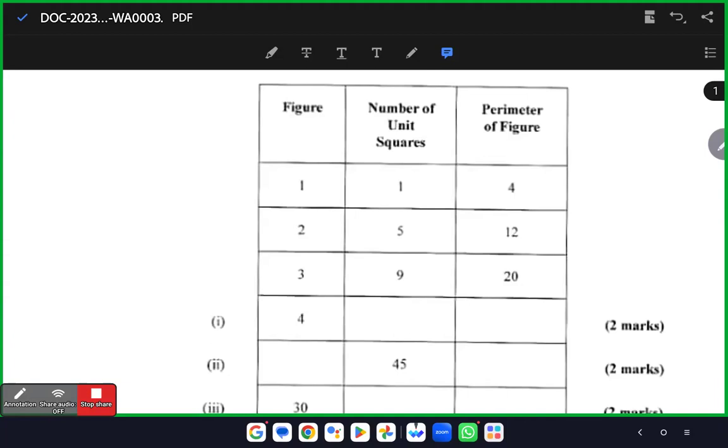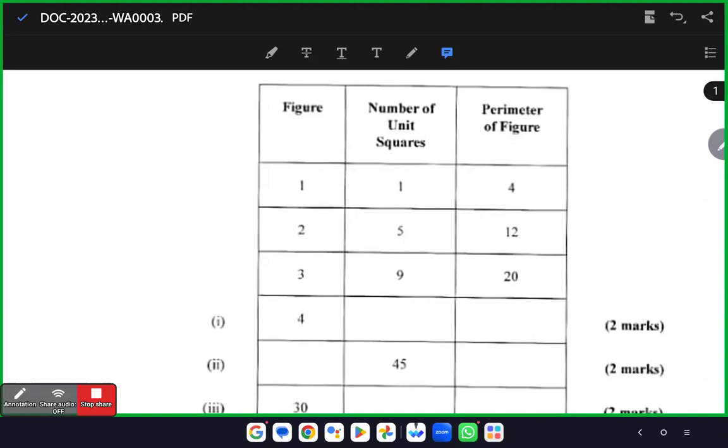So let's look at what we have here. For the first figure, we have 1 square. For the second figure, we have 5 squares. For the 3rd figure, we have 9 squares, right? And simply put, if you look at this, each time you're going up by 4. So from 1 to 5 is 4. From 5 to 9 is actually 4.